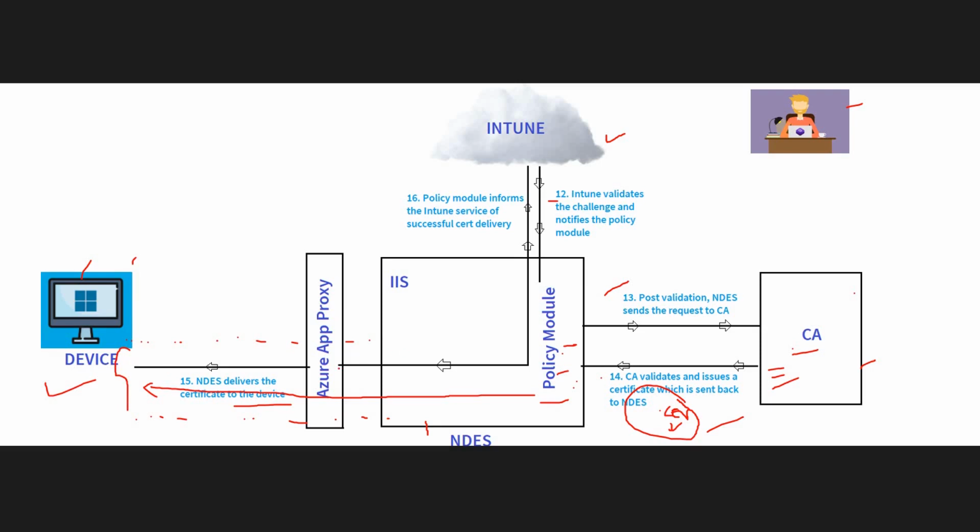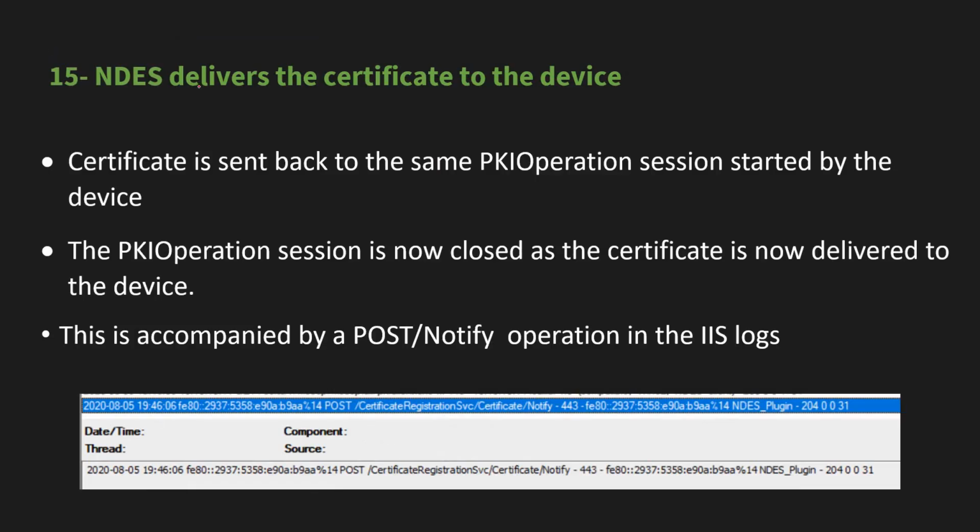So the device is communicating with the NDES server inside this tunnel. In that PKI operation session itself, the NDES server is going to deploy this certificate to the device. So in step 15, the NDES server delivers the certificate to the device. The certificate is sent back to the same PKI operation session that was started by the device. The PKI operation session is now closed as the certificate is now delivered, and this is going to be logged in the IIS server as well as a POST or notify.